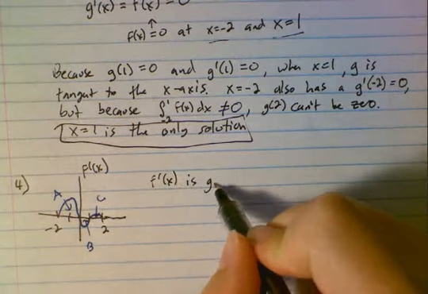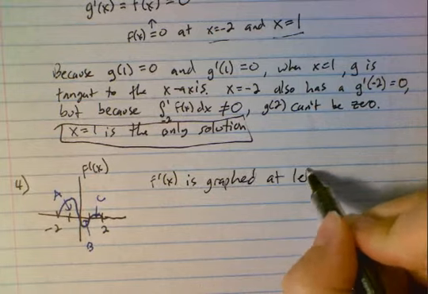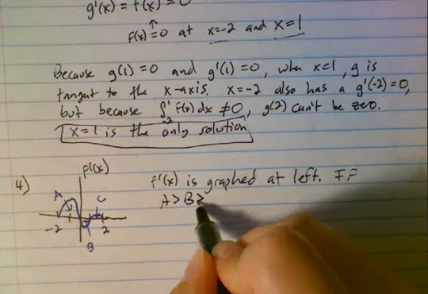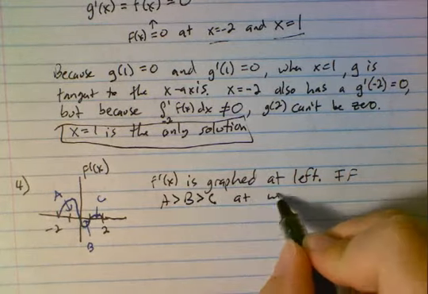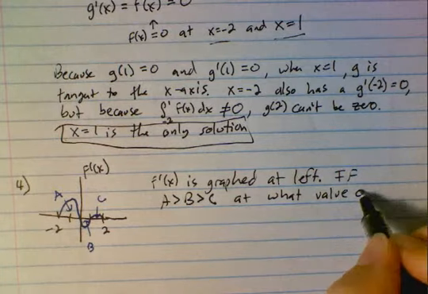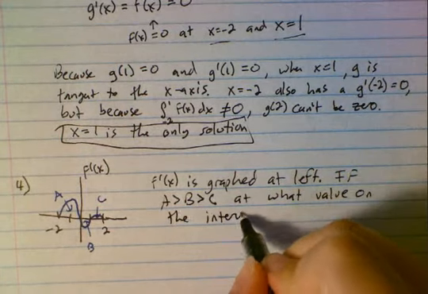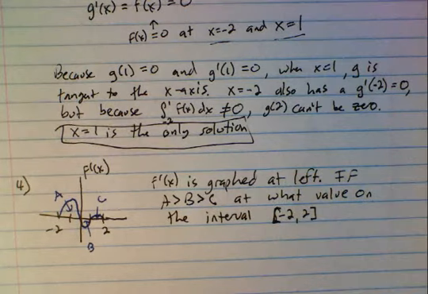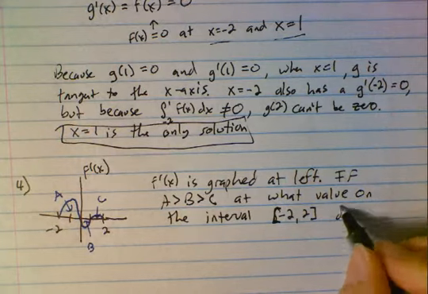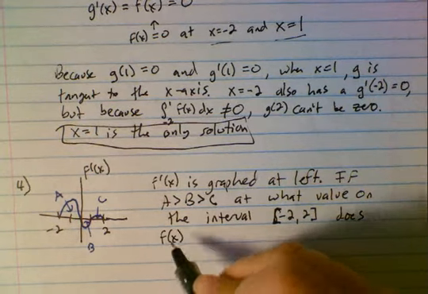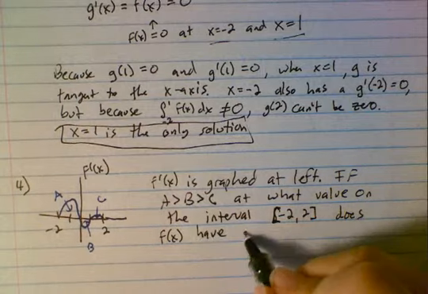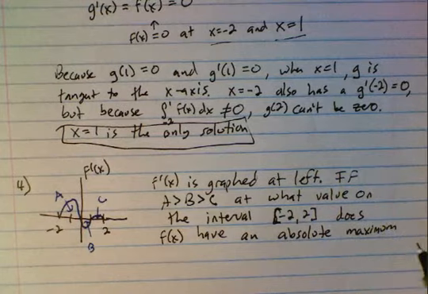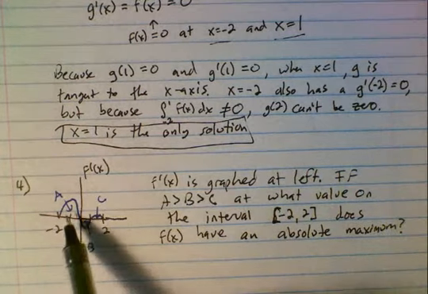F prime of x is graphed at left. If A is greater than B, which is greater than C, at what value on the interval -2 to 2 does f of x, so that's the antiderivative of f prime, have an absolute maximum? Remember, this is A, this is B, and this is C.